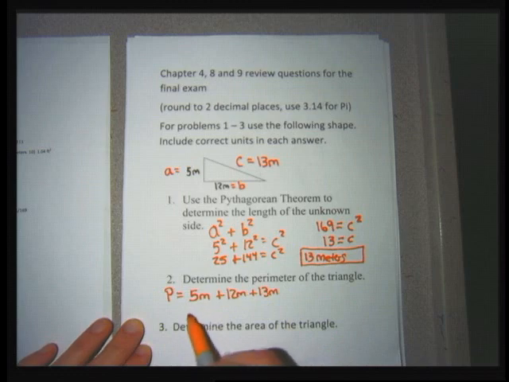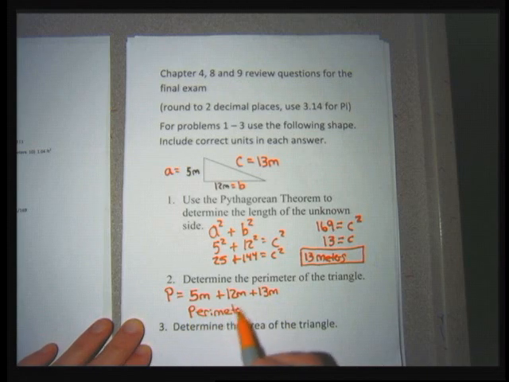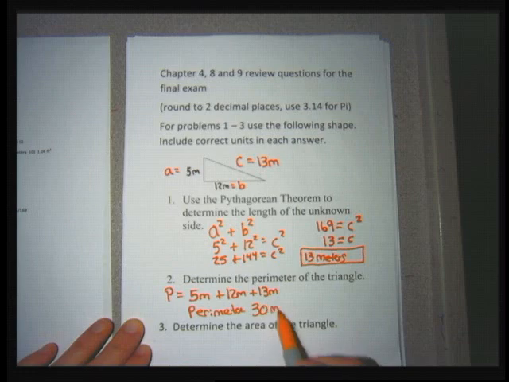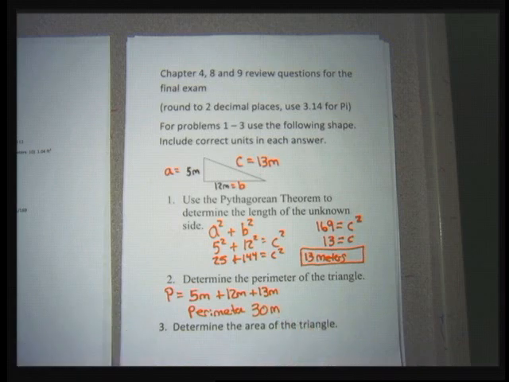If I add those numbers, I get the perimeter is 30. 5 plus 12 plus 13 is 30. And it's not square meters, it's just meters. You could write meters or just write the M. But you don't have to, the square would be wrong. You only get square when you get area.